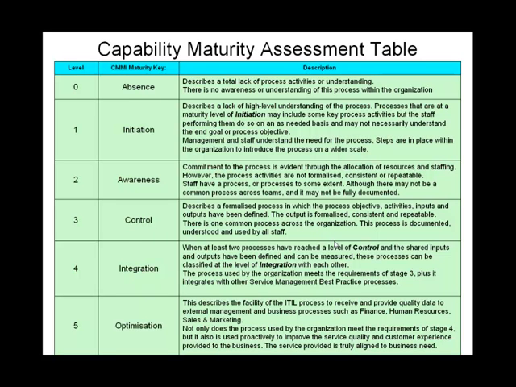You're aiming for control level 3. If I just read that to you now, it describes a formalized process in which the process objective, activities, inputs and outputs have been defined. The output is formalized, consistent and repeatable. There is one common process across the organization. This process is documented, understood and used by all staff. In my experience of working in organizations, once you have got to control level 3, it is reasonably easy to go from control level 3 to integration level 4. So you are definitely aiming to become control level 3.